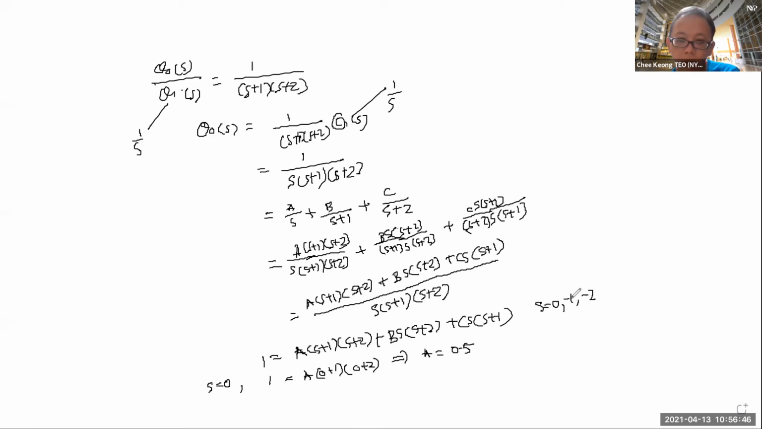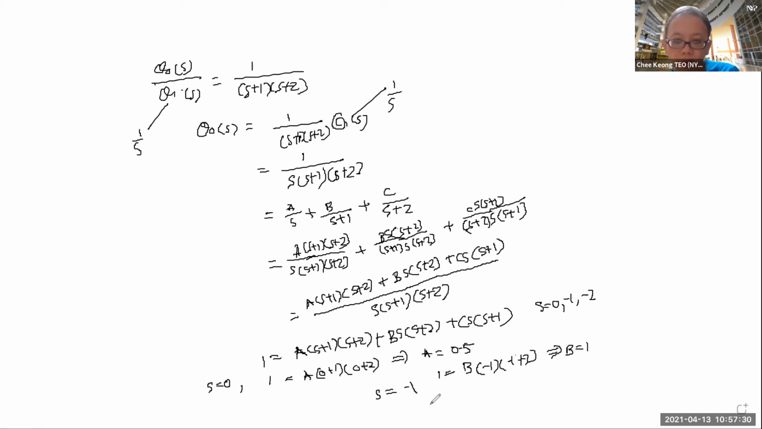Now when s equals minus 1, the second situation, let me write slightly towards this side because it's too low, I cannot write. So you have 1 equals, now when s equals minus 1, which term disappears? This term disappears, because this becomes 0, this whole term disappears. This term also disappears, because minus 1 plus 1 is 0, this whole term equals 0. So you are left with b times (minus 1)(minus 1 plus 2). So this is again minus 1, so b equals 1. This implies that b equals 1. So this is the case where s equals minus 1.